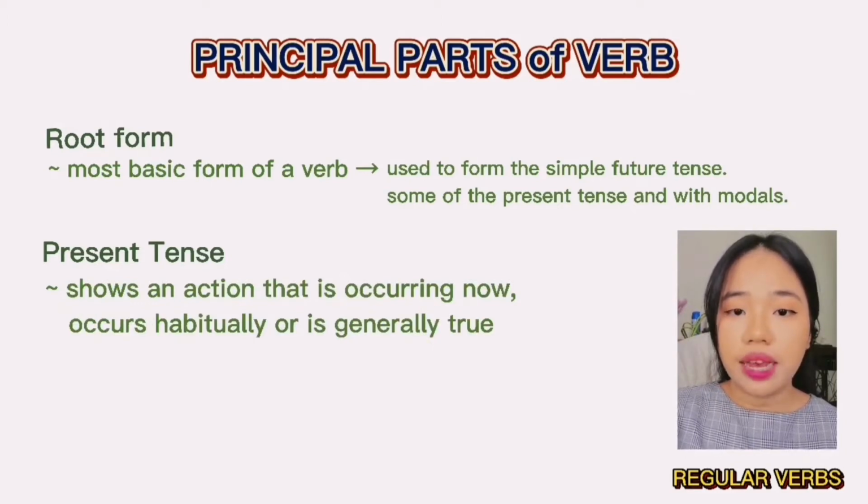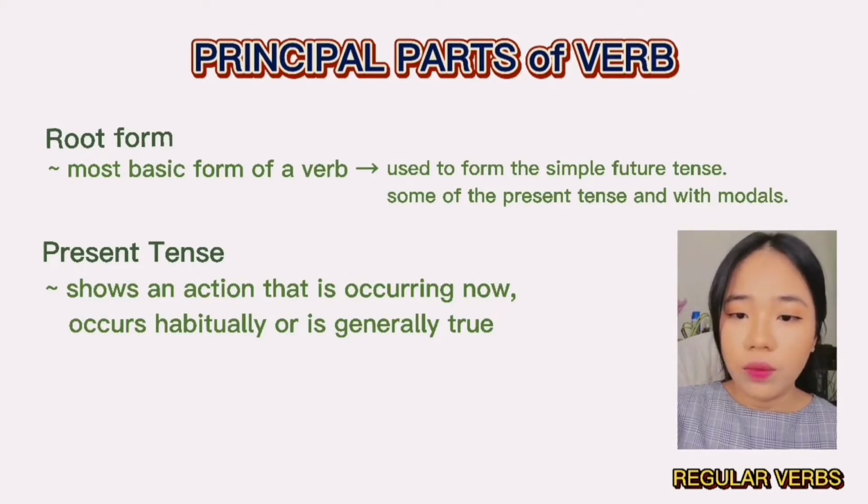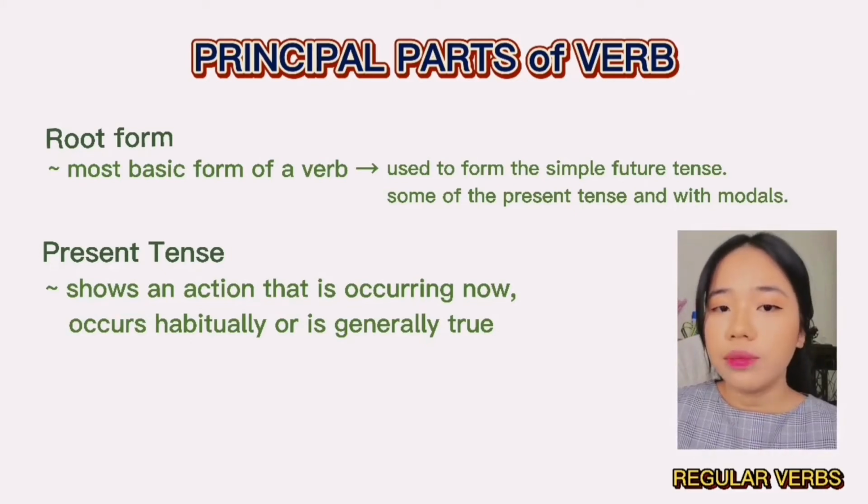The present tense, as we know, shows an action that is occurring now, and it can also show an action that occurs habitually, or a general truth, like water is wet. We know the fact that water is wet is a fact or general truth. How do we build the present tense?